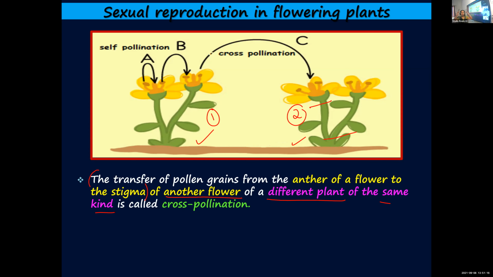I'll repeat again. Remember the picture and then you will be able to explain. Transfer of pollen grains. You know pollination. It is transfer of pollen grains. From where? You know pollen grains are present in the anther. From the anther to where? To the stigma. And the stigma belongs to which flower? That is important. To the stigma of another flower of a different plant of the same kind. That is cross-pollination. Have you got it?